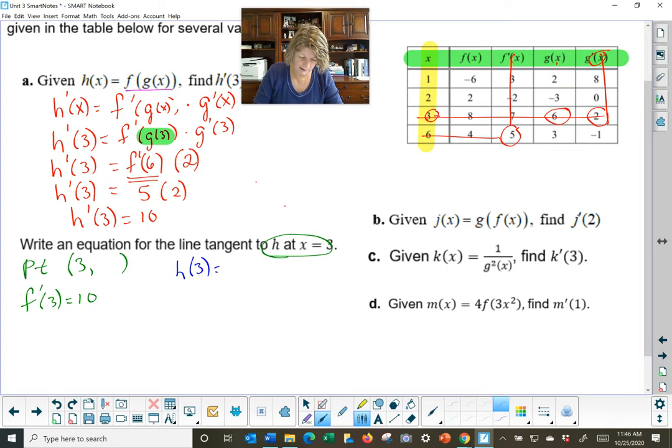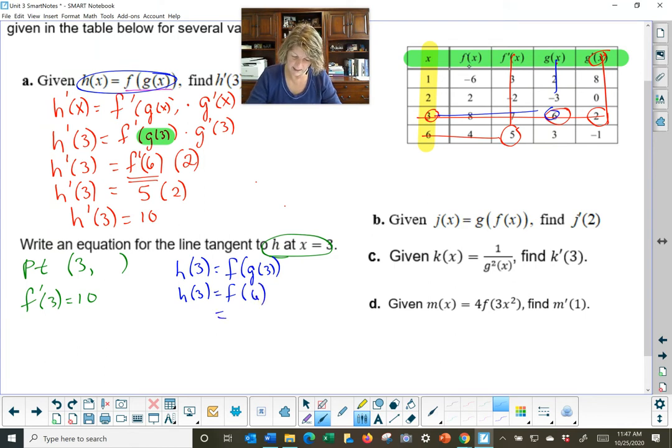So let's do a little bit of work and find h of 3. h of 3 is going to be f of g of 3, right? I got to go back to how h was defined. h of 3 would be f of g of 3. g of 3 was 6. Now what's f of 6? f of 6 is 4. Okay, so when I put in 3, I get out 4. I've got my point. I've got the slope. We can write an equation of the tangent line.